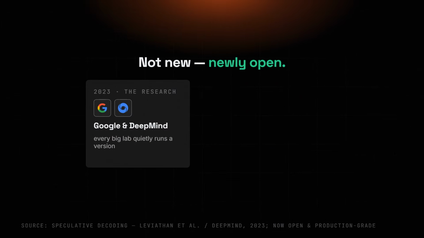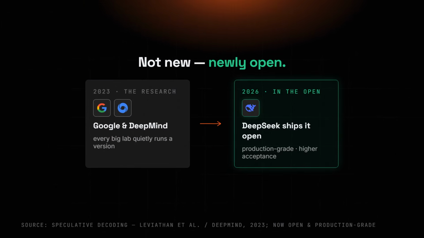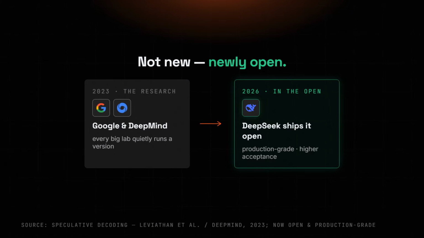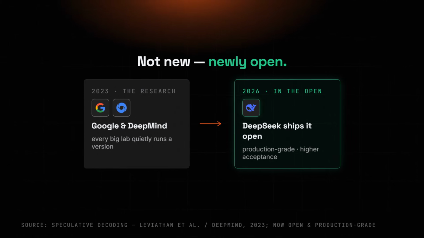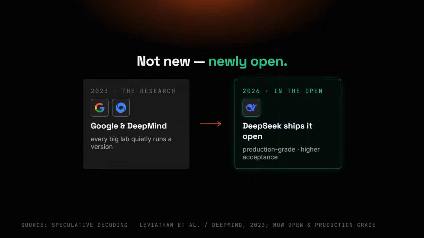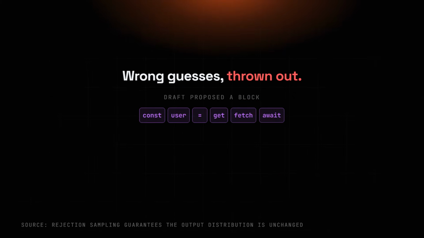And none of this is brand new, by the way. Google and DeepMind published speculative decoding back in 2023, and every big lab quietly runs some version of it. What is new is DeepSeek shipping a production-grade one out in the open, with acceptance rates that blow past those first attempts, and it cannot quietly lower your quality.